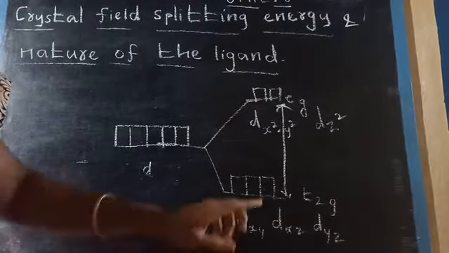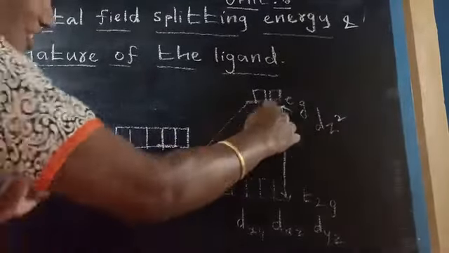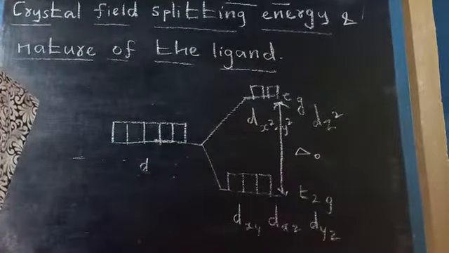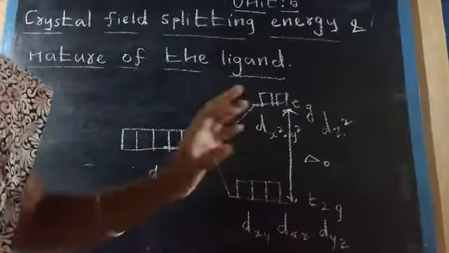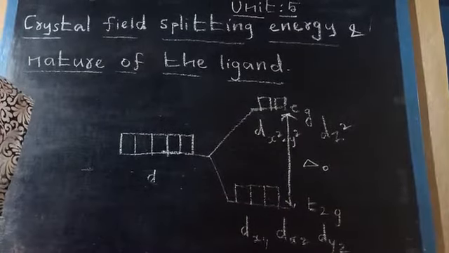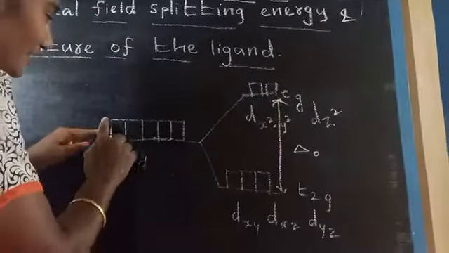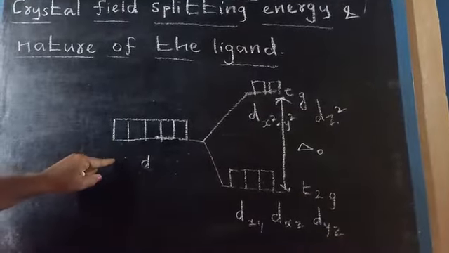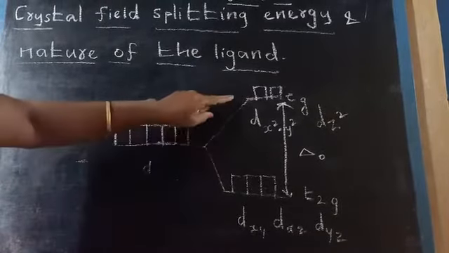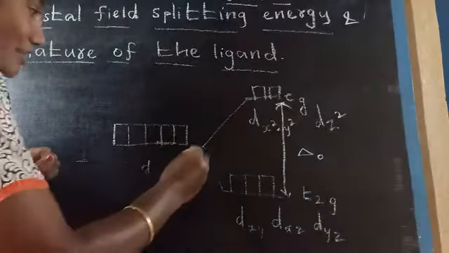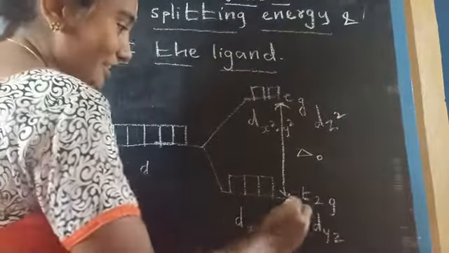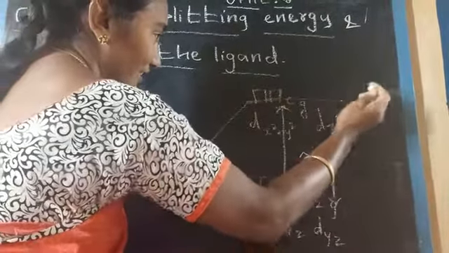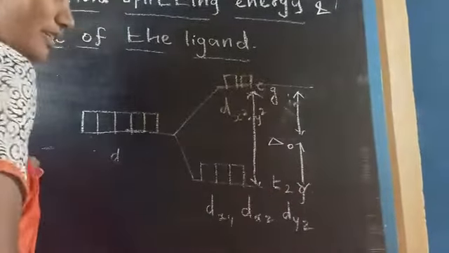First part. Children, now talk about the splitting energy. This symbol is delta zero. The zero denotes octahedral complex. The delta here denotes crystal field splitting energy. Here this one is the barycenter, where degenerate orbitals are present, no splitting. It is constant, and only afterwards does it start to split. Are you clear? Now consider this is the center.